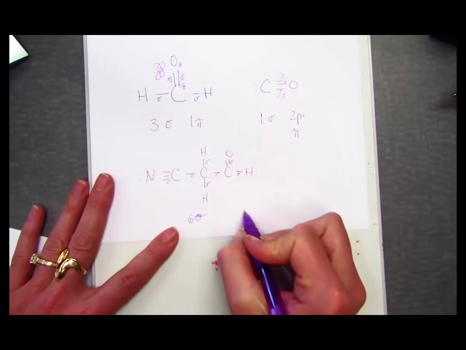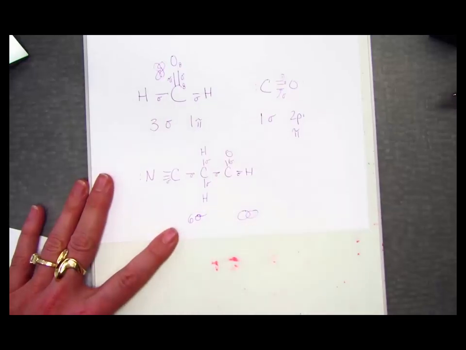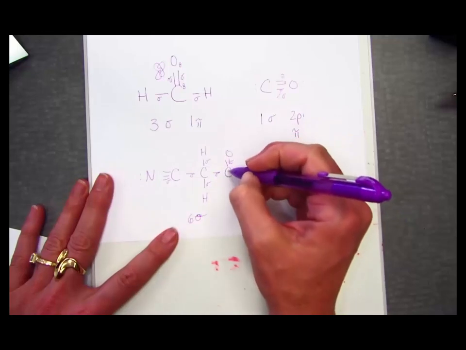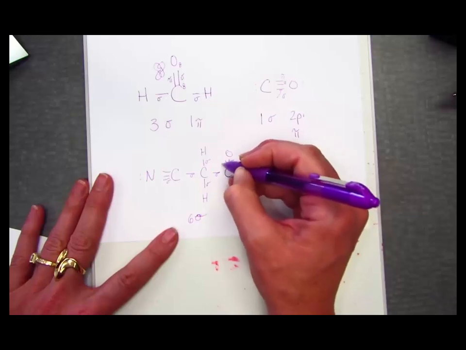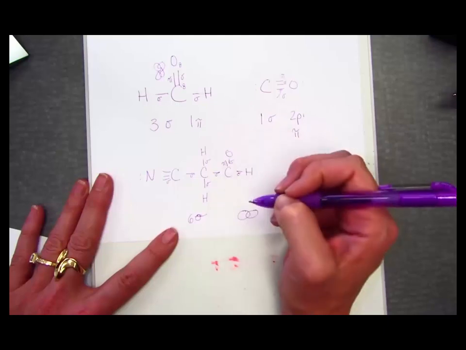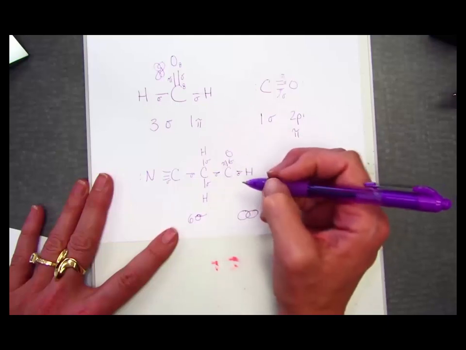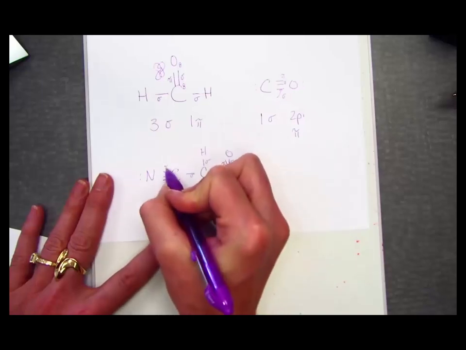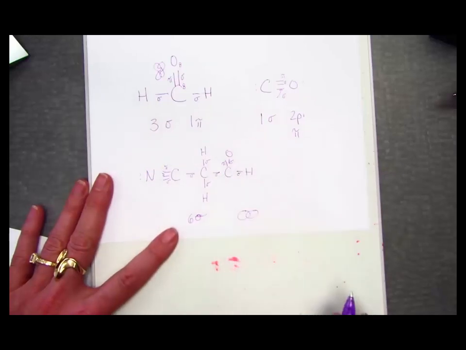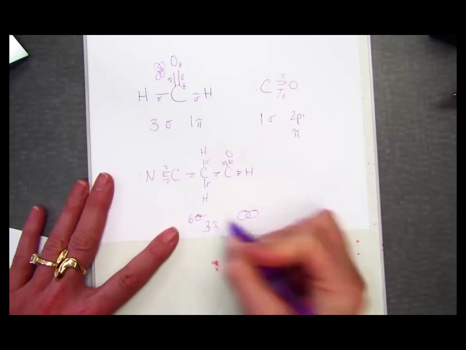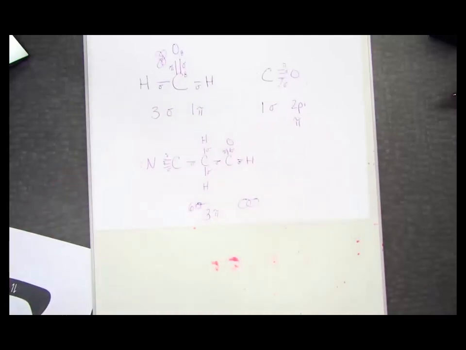Again, sigma just simply means end-to-end overlap, very strong bond. Pi bonds occur when we have double or triple bonds. The first is always a sigma, the rest are pi. In the carbon to oxygen double bond, there's 1 pi bond, the other is a sigma. In the carbon to nitrogen bond, first is a sigma, then I see 2 pi bonds. 6 sigma, a total of 1, 2, 3 pi bonds in that particular structure.